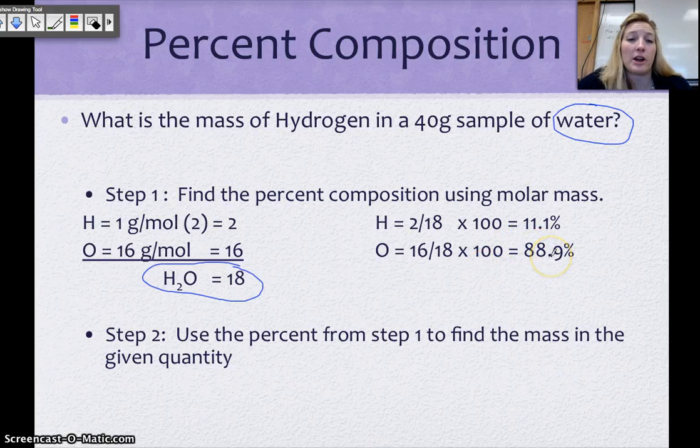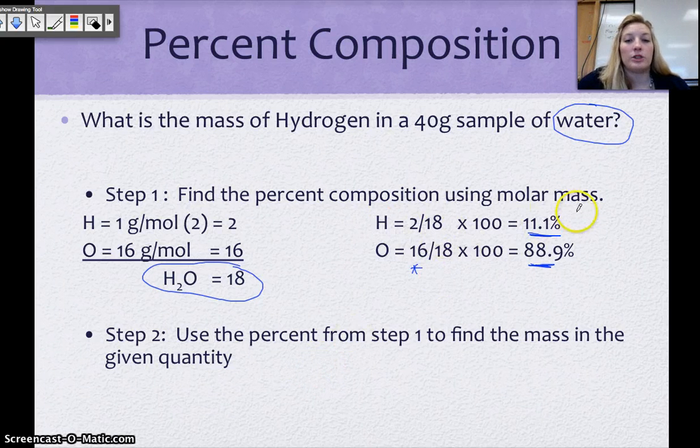In every water, no matter if it's in a 40-gram sample or a 100-gram sample or a 1,000,000-gram sample, water is all the same. 11% of it is going to be hydrogen, because 2 divided by 18, or our part divided by our whole, times 100 is 11. 16 divided by 18, or our molar mass of oxygen divided by water, times 100 is 88%. So no matter what the sample is, 11% is always going to be hydrogen, and 88% is always going to be oxygen. So we can now use that percent from that step to find the mass in that quantity.